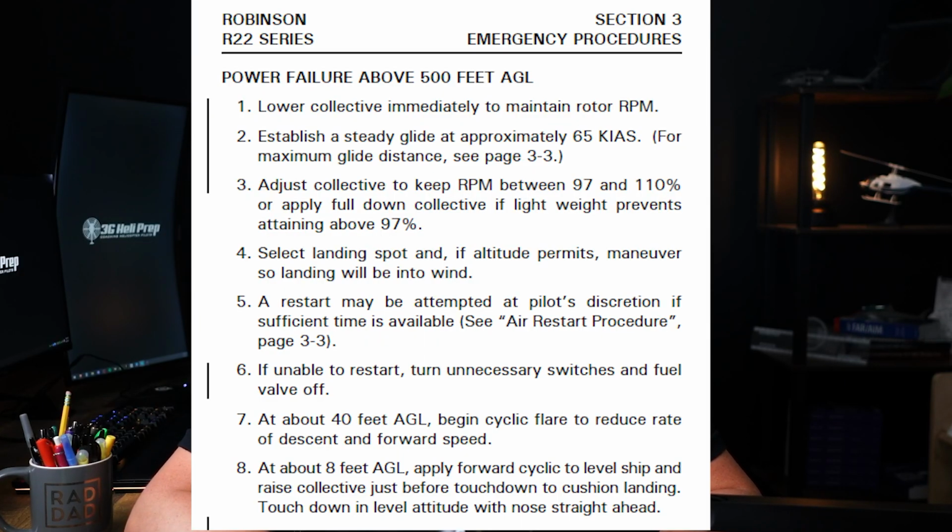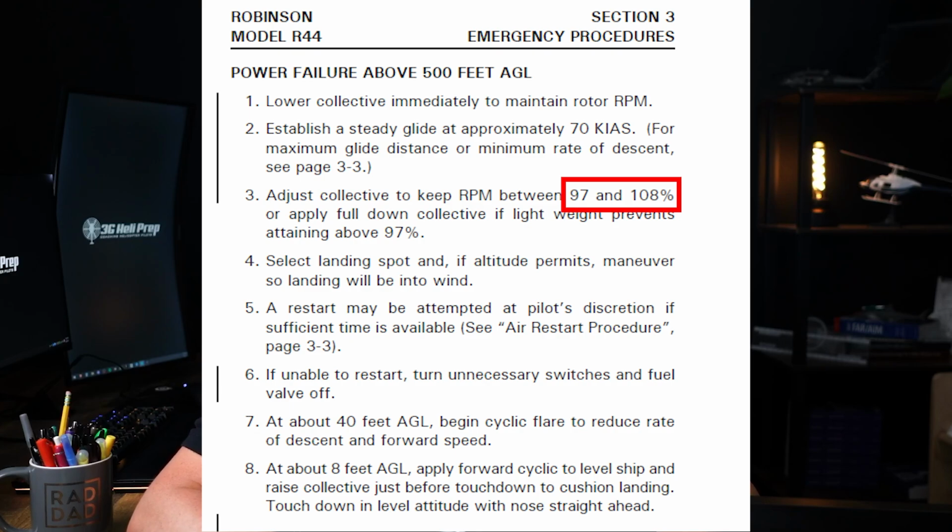So keep in mind, R22 is 97 to 110, R44 is 97 to 108. Managing rotor RPM in autorotation, both the R22 and R44, is all about balance. Keeping the blades spinning fast enough to provide control, but not so fast that you risk damaging the helicopter. With practice, maintaining this balance becomes a crucial skill in ensuring a safe landing during autorotation.